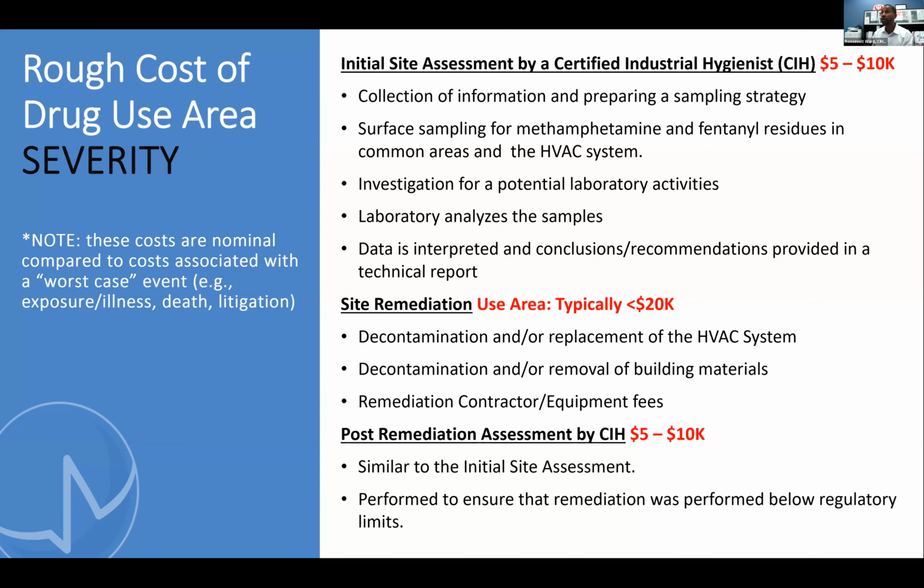So that's next with the site remediation. That's usually to the contractors. We will generate a very detailed site plan on how to clean, when to clean, what order to clean, different type of best management practices to use along the way. And the contractor will take that. And as you can see here, site remediation use area usually is anywhere up to $20,000. Well, that will include decontamination, removal of building materials, and all associated contractor fees.